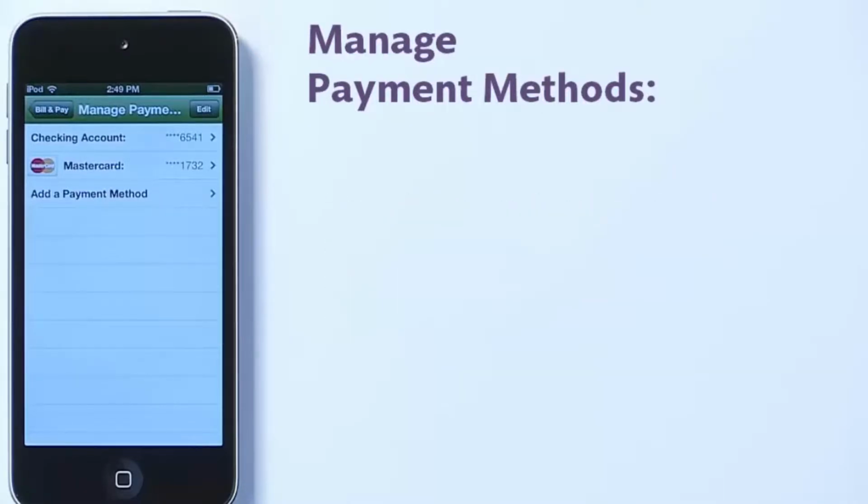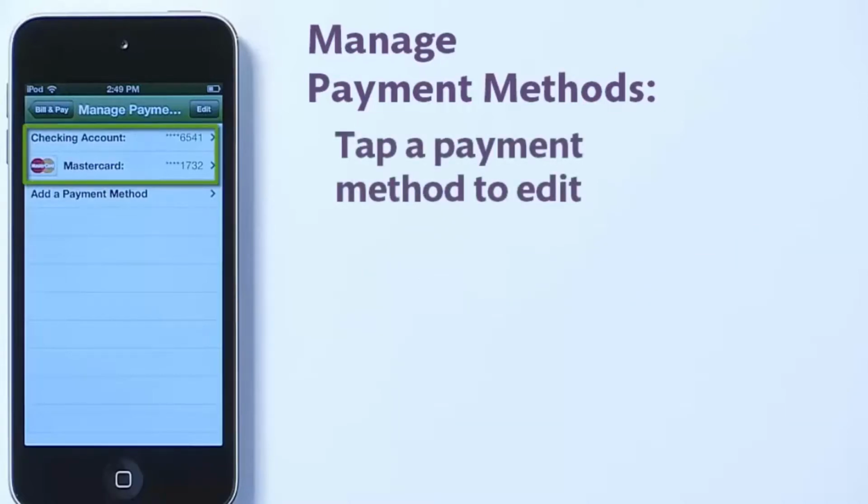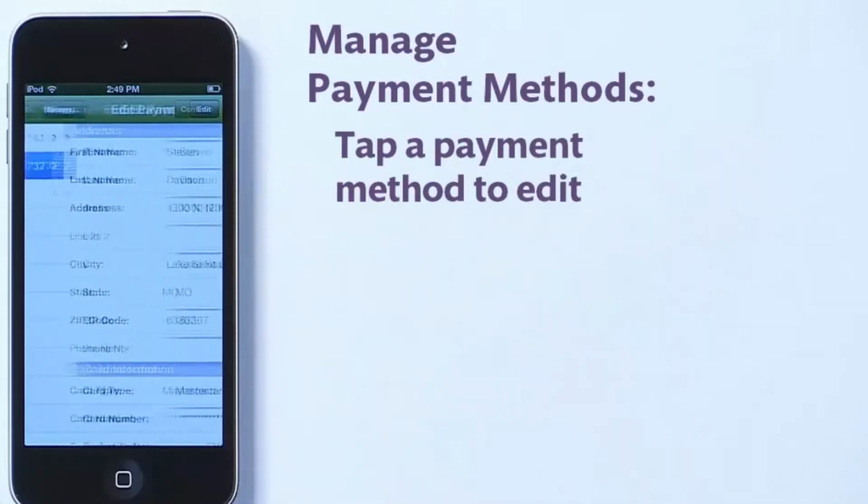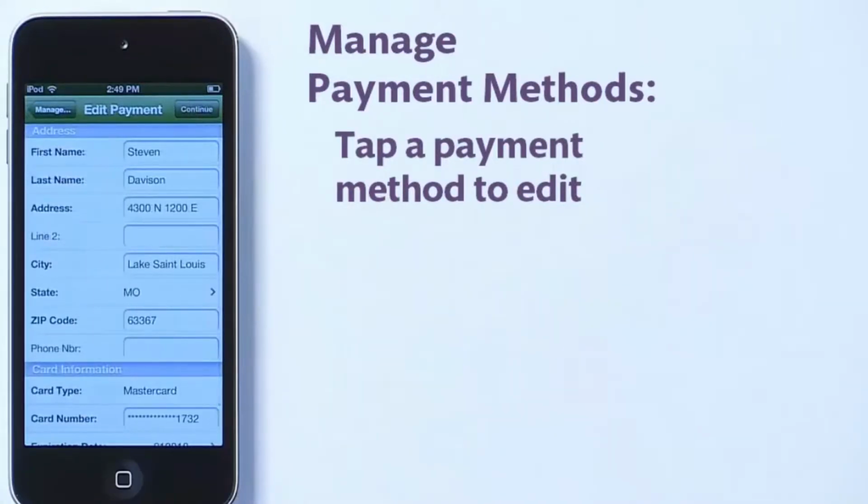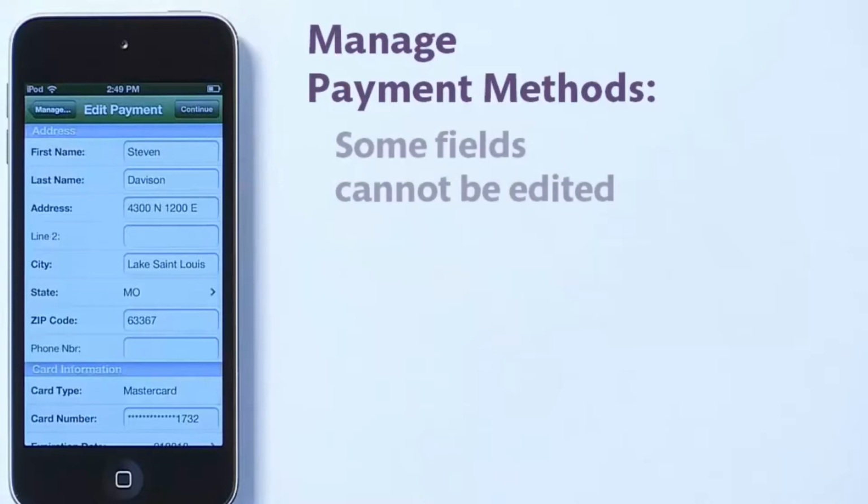If you wish to change some details associated with a payment method, such as adding a description or changing a phone number, tap the payment method in question. The payment method details display in a form with mostly editable fields. Some fields, like bank account routing and account numbers or credit card numbers, cannot be edited.